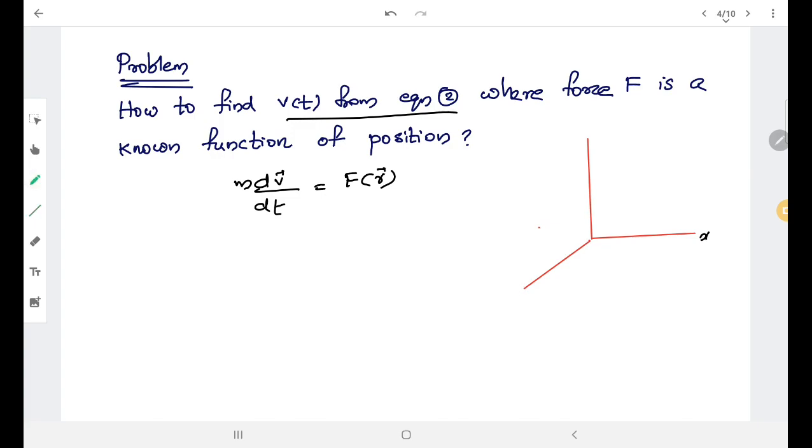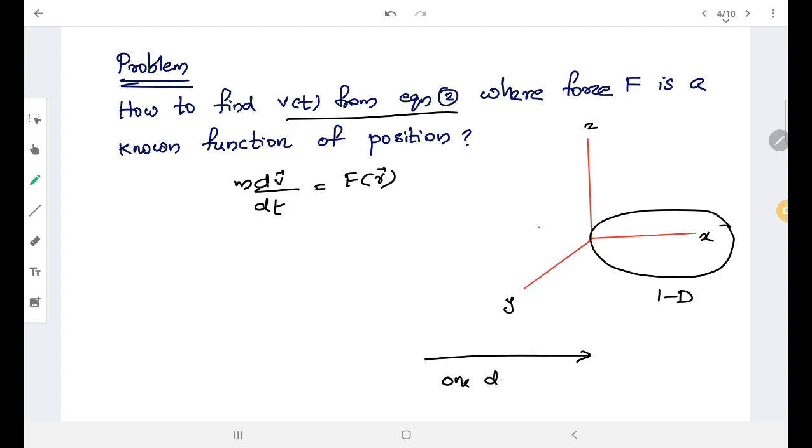So this is the three dimensions. If we have only the x coordinate, then we name it one-dimensional motion. One-dimensional motions will always be in a straight line, or we can say all horizontal straight line motions are one-dimensional motions.